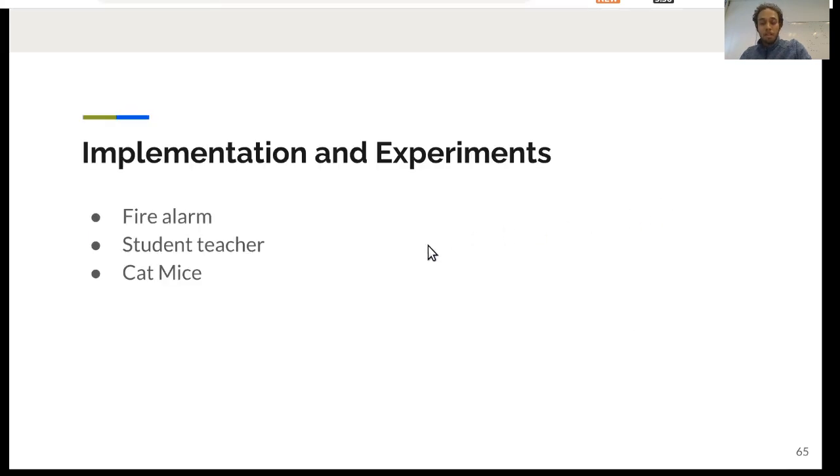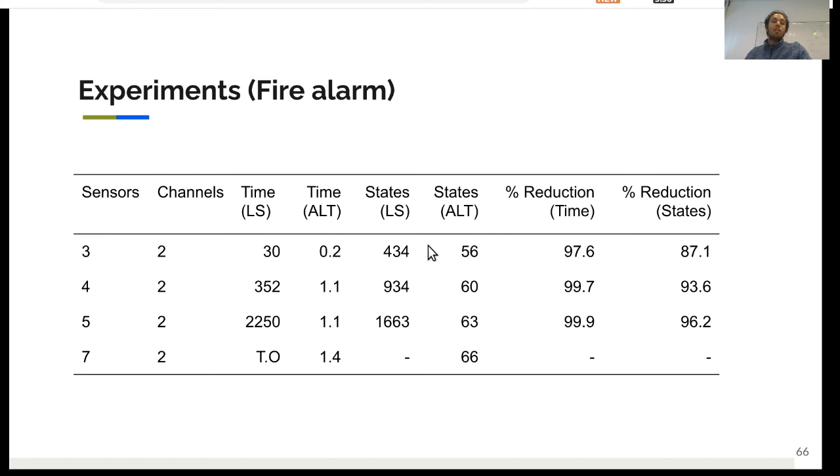We have implemented the algorithm and we used three use cases to show its performance. The first one is a fire alarm use case, which models the wireless protocol in a fire alarm system. As you can see, this fire alarm system has sensors and channels, and the number of states increases exponentially with the number of sensors. We list the time taken for each of these instances by LS, which is the Liu-Smolka algorithm, and by our algorithm using alternating simulation, and also the state space and the percentage reduction in time. As you can see, there is an exponential blow up in the number of states explored by the LS algorithm, whereas for ours the number of states almost remains the same, which gives a huge reduction in the percentage of time.